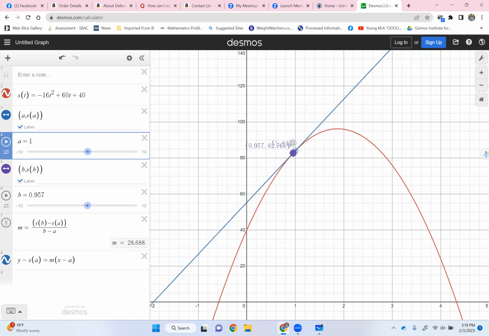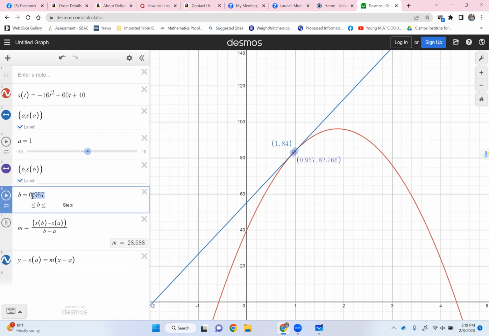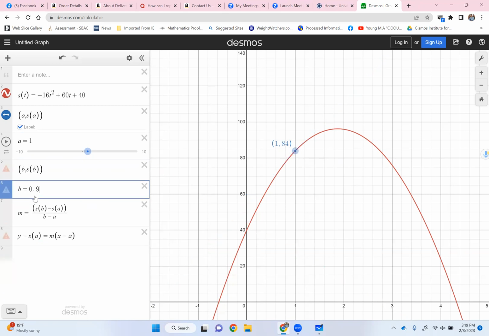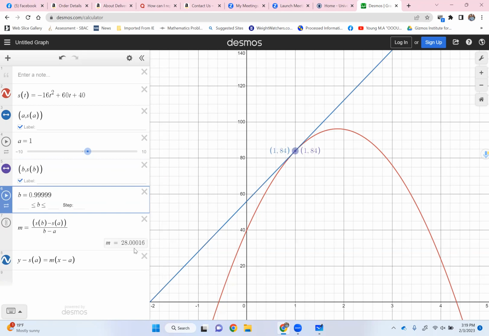If we put it right on top, it doesn't exist. But when it's that close, it almost looks like the line's just kissing it right here. And look at the slope, 28.68. That's when our B value is 0.957, but let's make our B value 0.99999. Now our slope is 28.00016. What if we let our B value equal 1.00001? Then it's 27.9998.